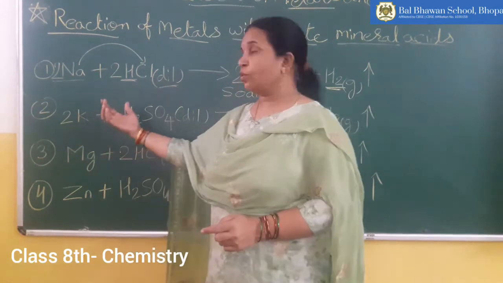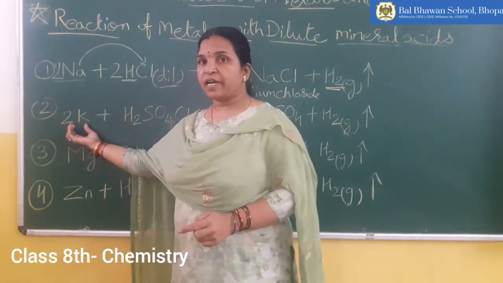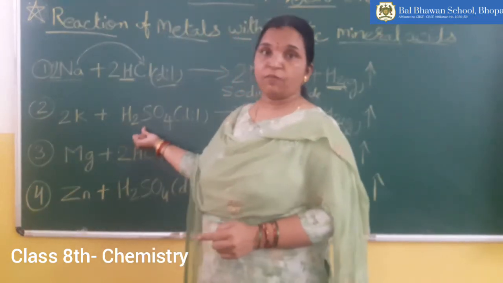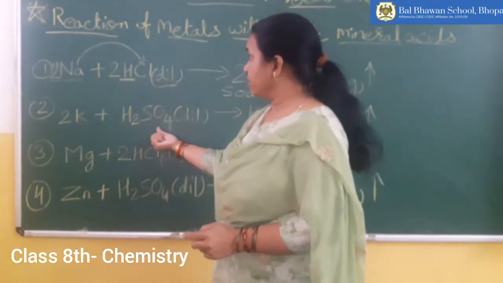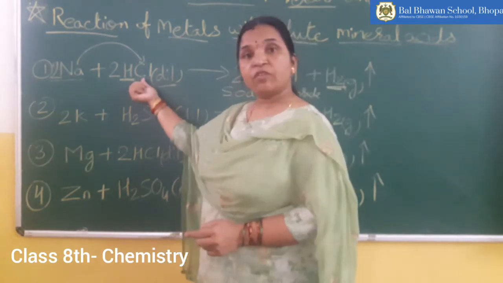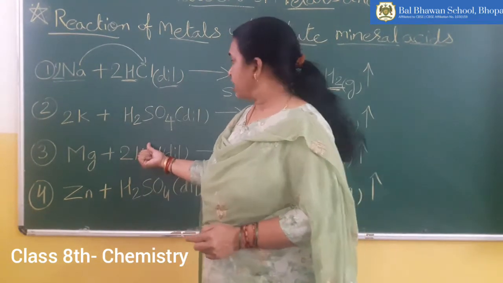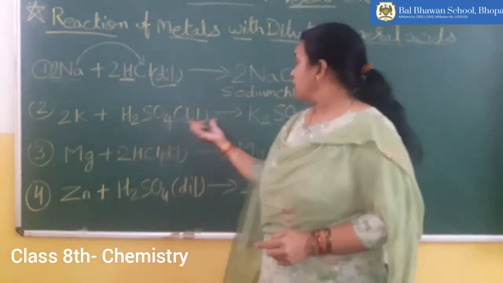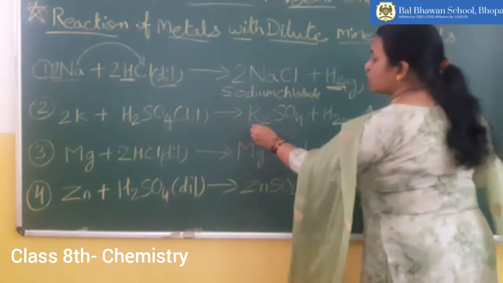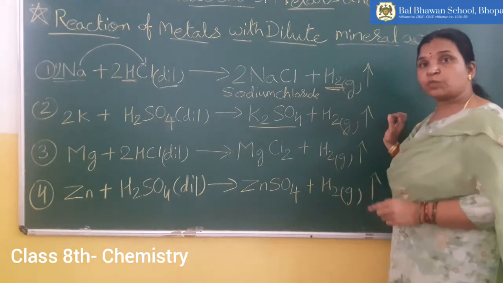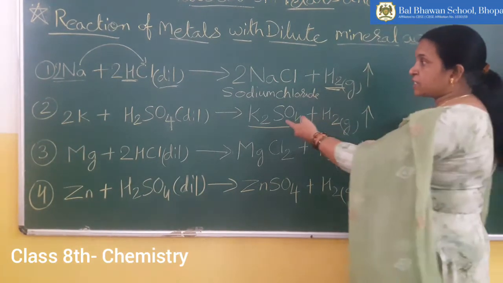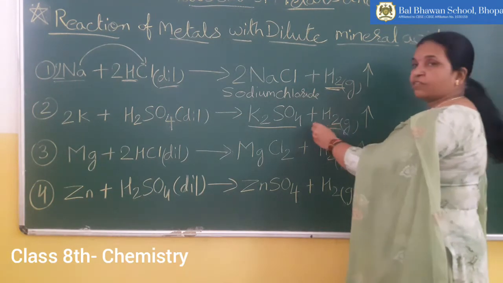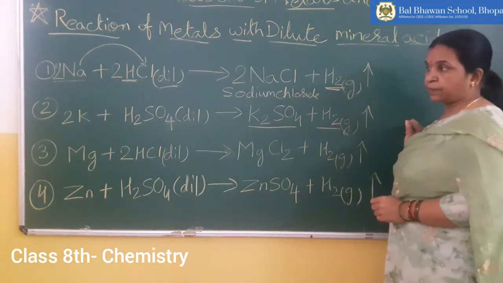Potassium is also a highly reactive metal. When potassium reacts with sulfuric acid, here I have changed the acid, instead of hydrochloric acid we have taken sulfuric acid, it produces potassium sulfate. What does it produce? Potassium sulfate. It is another salt, and again hydrogen gas will be released.